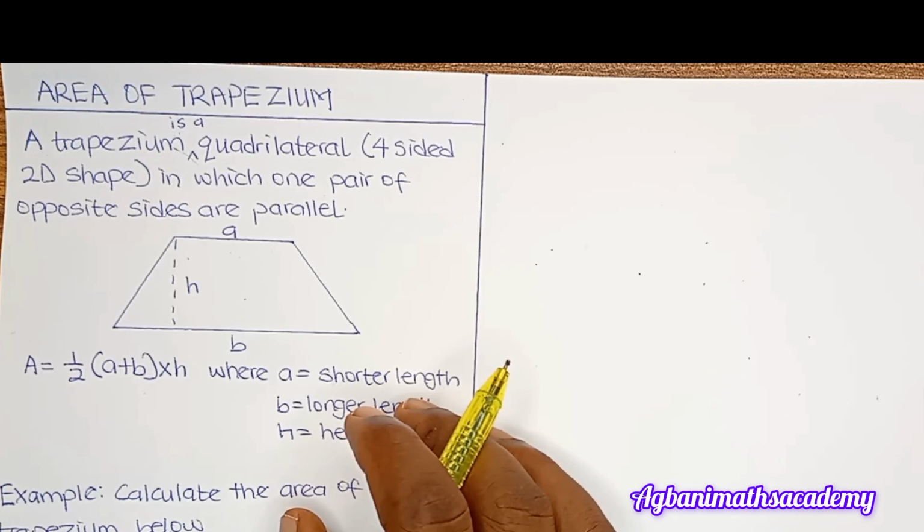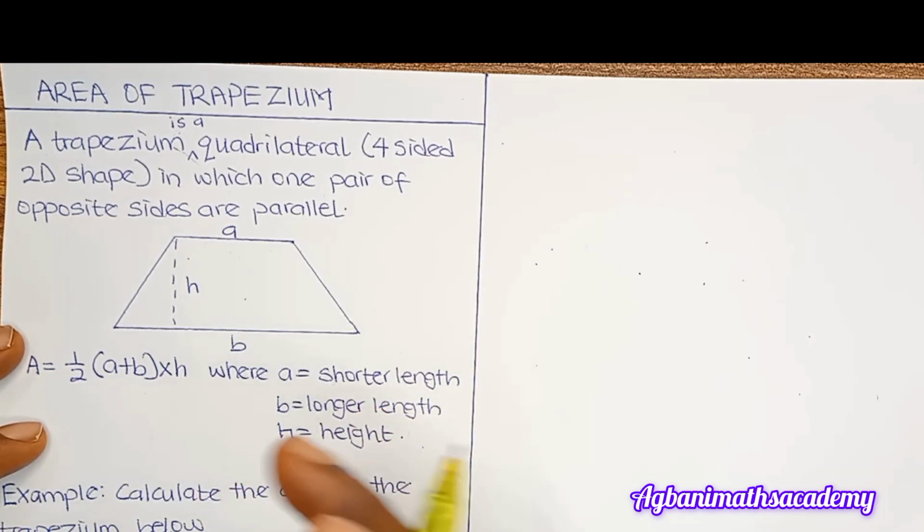We are still on our series on area of 2D shapes. In this particular video, we'll be considering the area of a trapezium. Some students in the US call it trapezoid. For us to be able to calculate the area of this plane shape, we first need to know what it is and then what are the components of a trapezium.